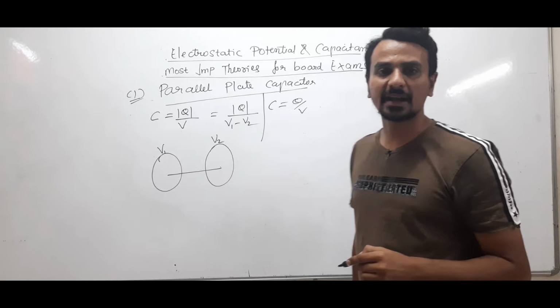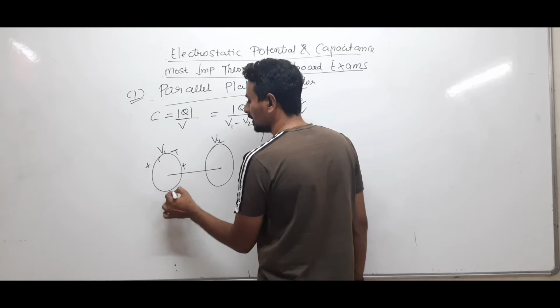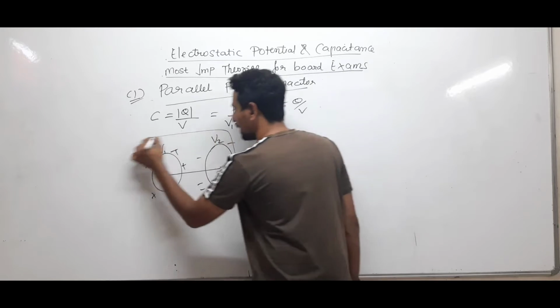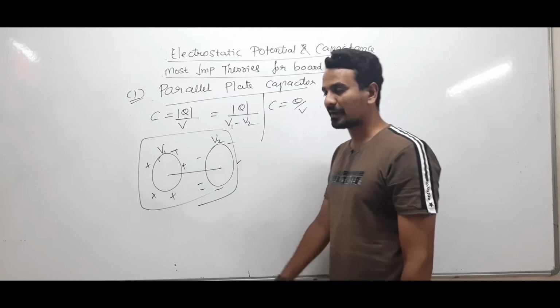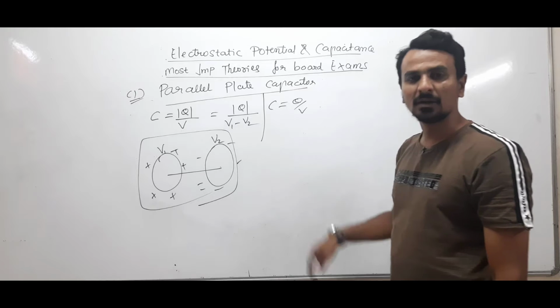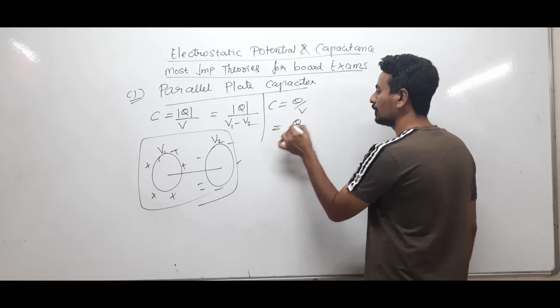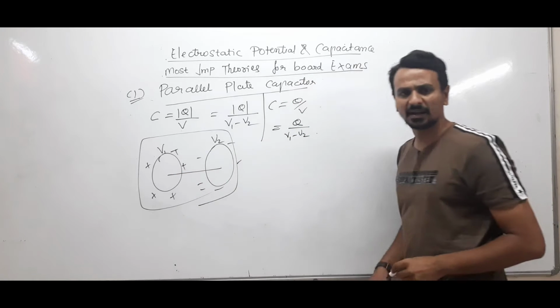Actually, total charge on the capacitor is 0, because one of the plates will have positive charge and the other will have negative charge. So whenever you are writing Q by V, Q represents the magnitude of charge, and V means the potential difference, that is, Q upon V1 minus V2, the potential difference between two plates.